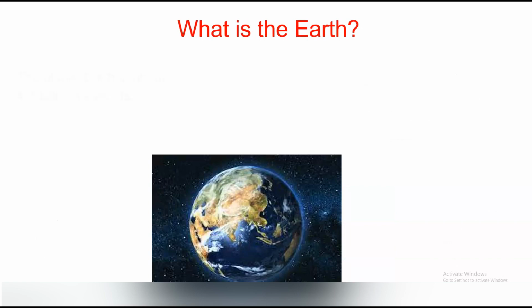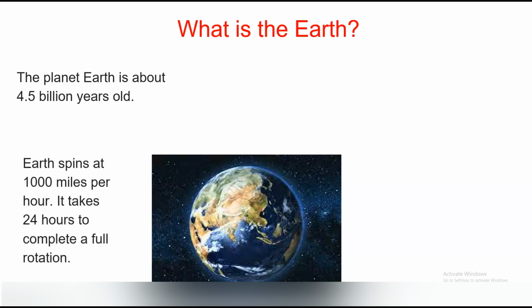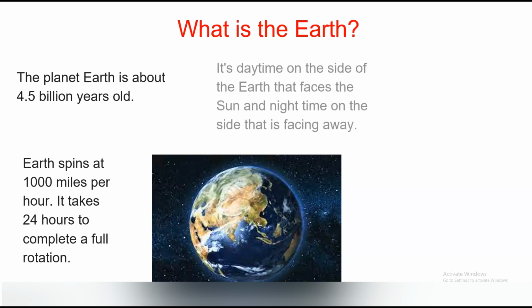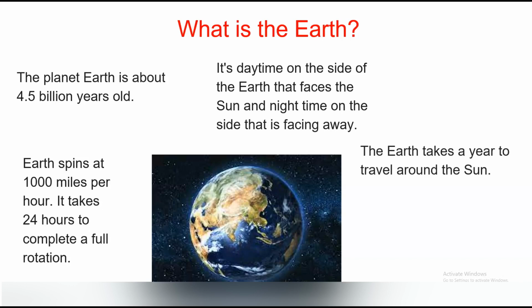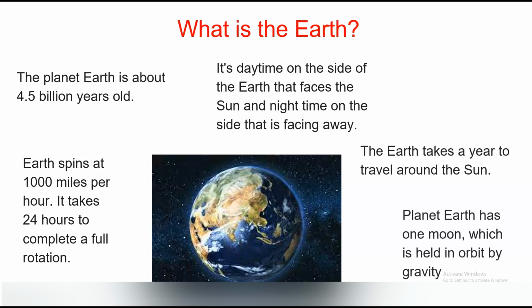So what is the Earth? The planet Earth is about 4.5 billion years old. Earth spins at 1,000 miles per hour. It takes 24 hours to complete a full rotation. It's daytime on the side of the Earth that faces the Sun, and nighttime on the side that is facing away. The Earth takes a year to travel around the Sun. Planet Earth has one moon, which is held in orbit by gravity.